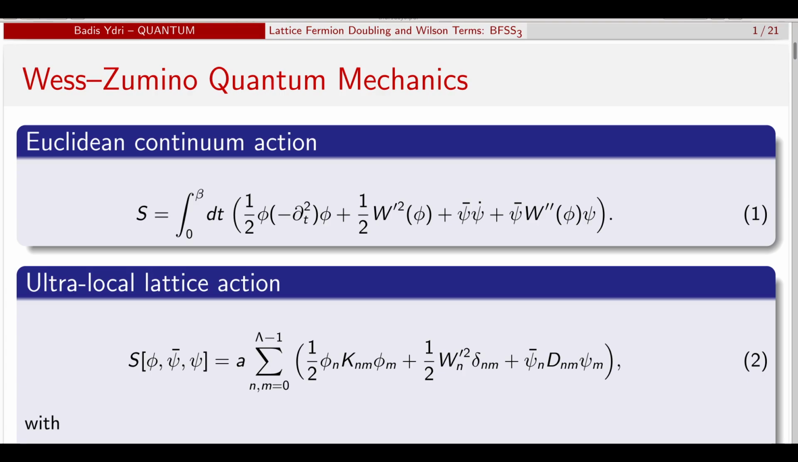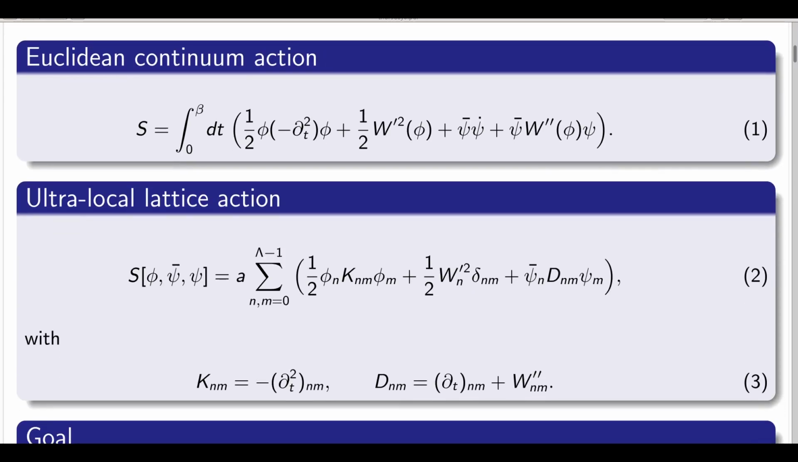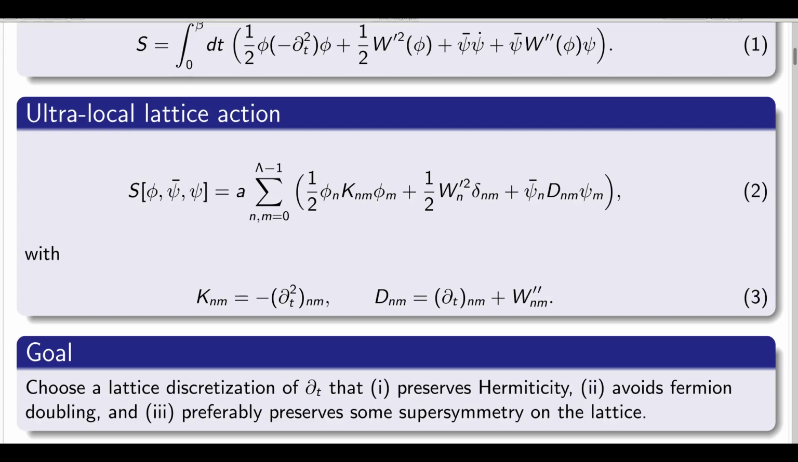On the lattice, this model will serve as our prototype for understanding the fermion doubling problem and how to eliminate it while retaining supersymmetry. When discretized on a lattice of lambda sites with spacing a, the model becomes ultra-local. The lattice action, shown in equation 2, is a sum over sites of 1/2 phi K phi plus 1/2 W prime squared plus psi bar D psi. This is the starting point for exploring how to choose a lattice derivative that preserves hermiticity, avoids fermion doubling, and possibly retains part of supersymmetry.